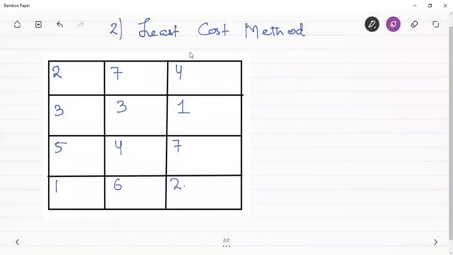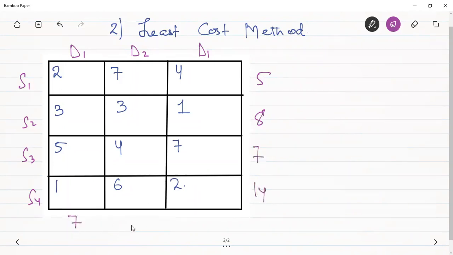So now here you can see that there were 4 sources, S1, S2, S3, and S4, and there were 3 destination points. Okay, D1, D2, and D3. Their availabilities were equal to 5, 8, 7, 9, 18. This is the same question which I had discussed using the northwest corner method in the previous class. Okay, so these are the elements in this cell.